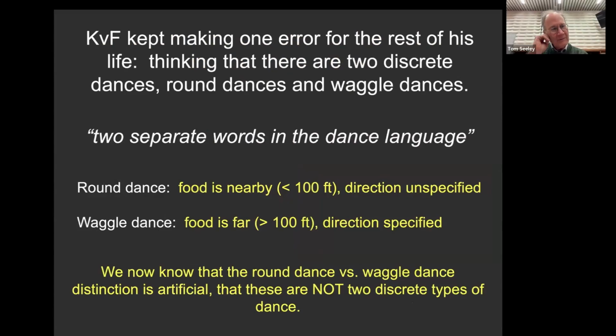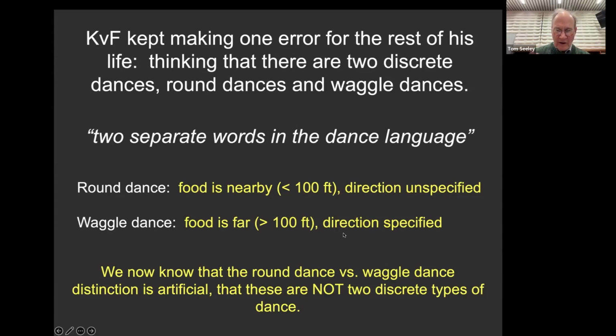But there was one mistake. There was one error that Karl von Frisch kept making for the rest of his life, and it has to do with the way he studied these dances. He kept making the mistake of thinking that there are 2 discrete dances, round dances and waggle dances. And he even described these 2 forms as 2 separate words in the dance language. The reason he thought they were distinct is that he thought they had distinct messages. He thought the round dance said, food is nearby, direction unspecified. The waggle dance says food is far, direction specified.